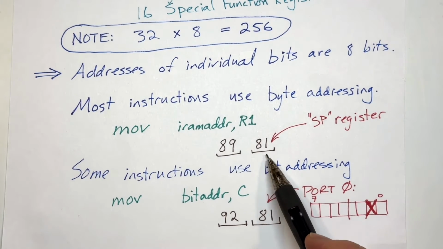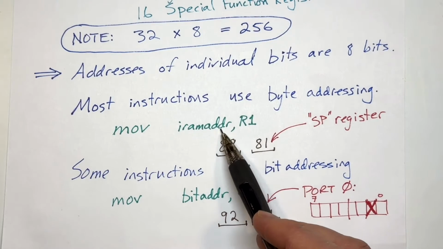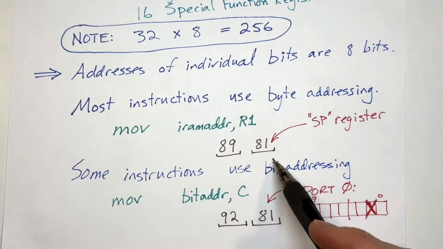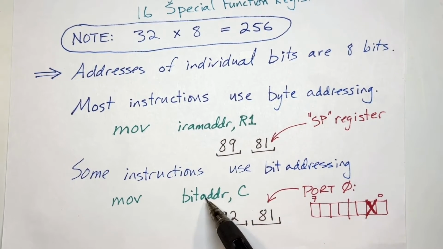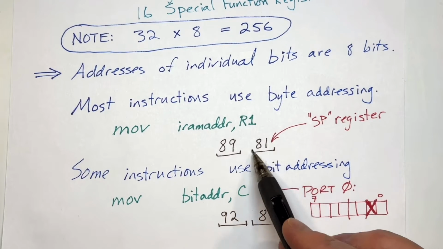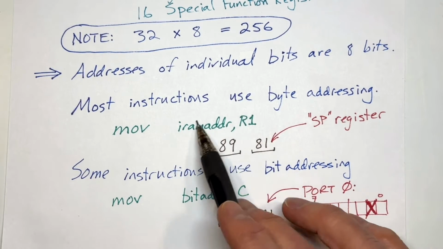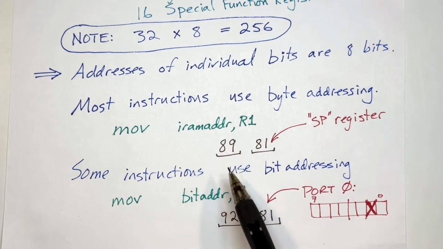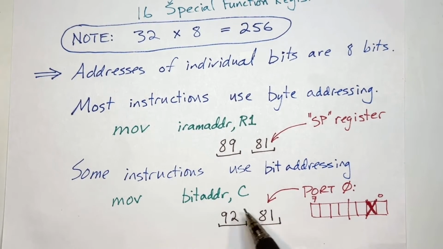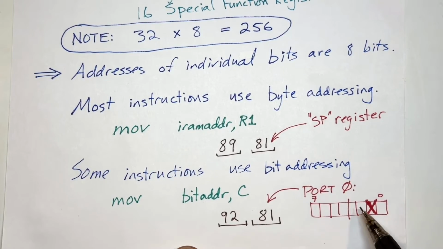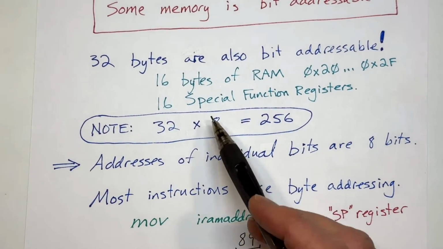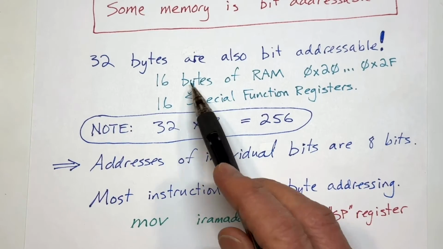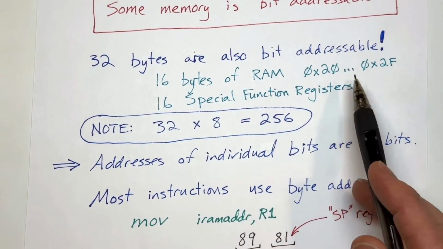Okay, so you can see that bit addresses and direct memory addresses are both 8 bits in length, but some instructions interpret that byte to mean the byte address of some byte in the memory address space, while other instructions interpret it as a bit address to address one particular bit within these 32 bytes that can be bit addressed.